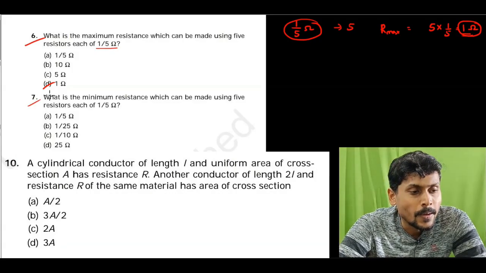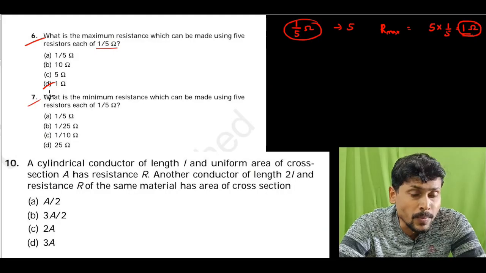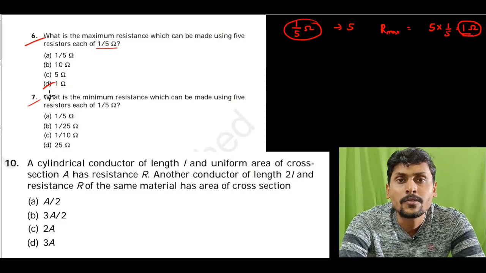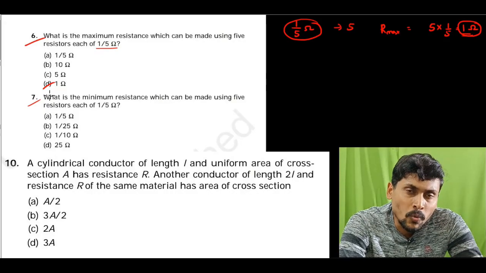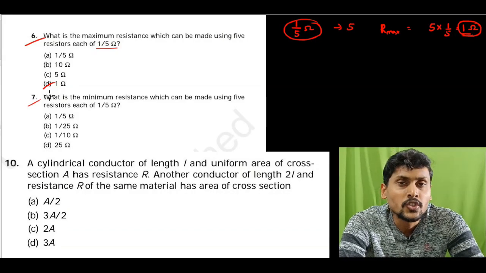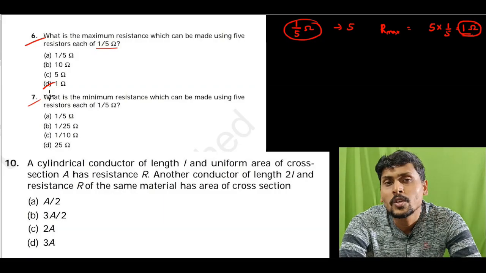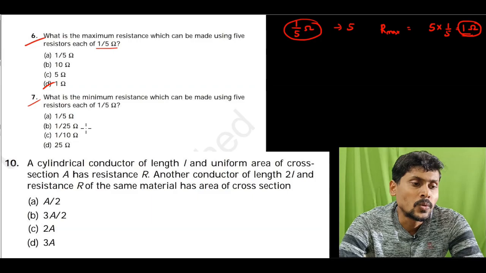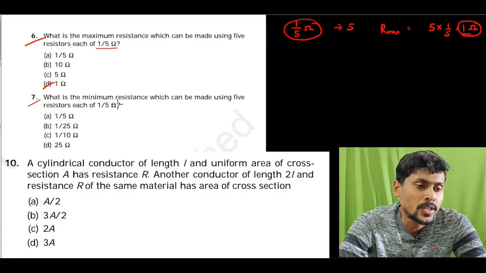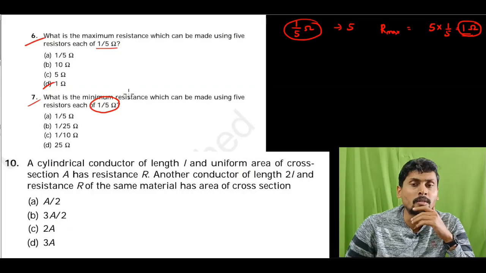Question number 7. What is the minimum resistance which can be made using 5 resistors each of 1/5 ohm? Again, remember that if you have a number of resistors and you want to obtain the minimum resistance, then simply join them in parallel. If you join all the resistors in parallel, then you will get the minimum resistance. So in this question you have 5 resistors each of resistance 1/5 ohm, and the question is what is the minimum resistance that you can obtain.